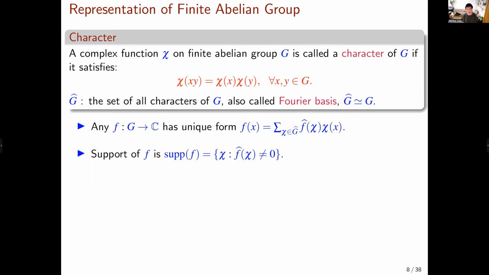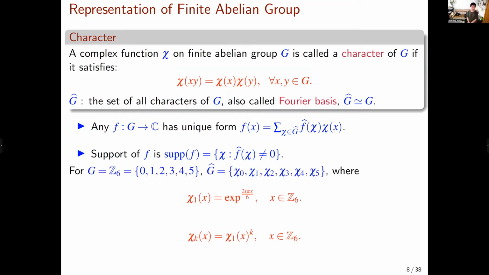f has a unique form, which is a linear combination of all characters of the group G. And the support of f is defined as the characters whose Fourier coefficient is not 0. For example, let's consider G equals Z6. Then G hat equals chi 0, chi 1, chi 2 to chi 5. And here, chi 1 equals exponential of 2 times i times pi times x divided by 6, and chi k equals chi 1 to the power of k.